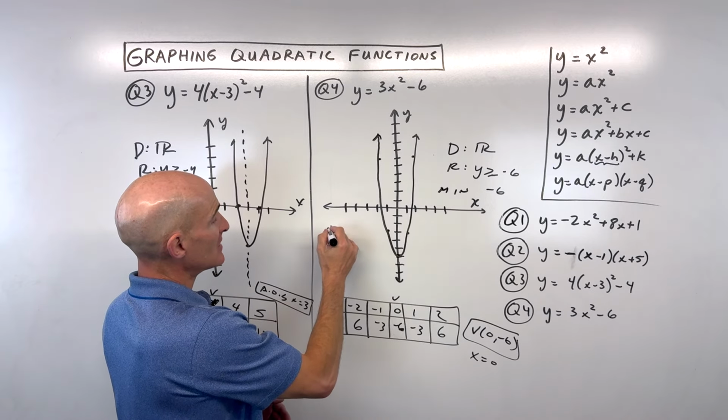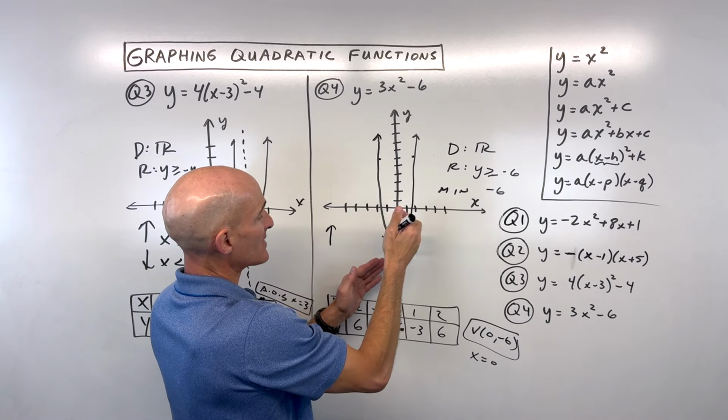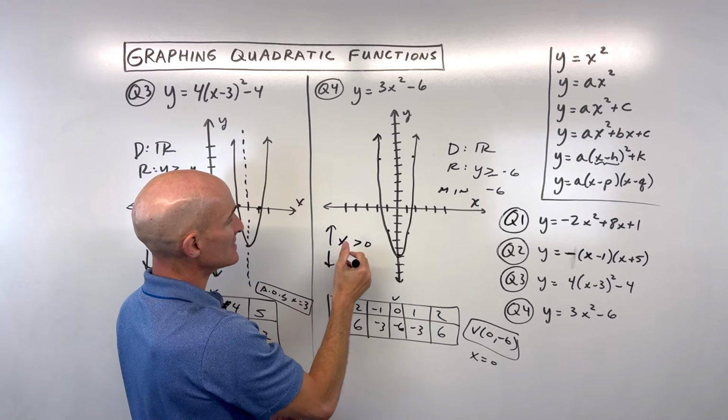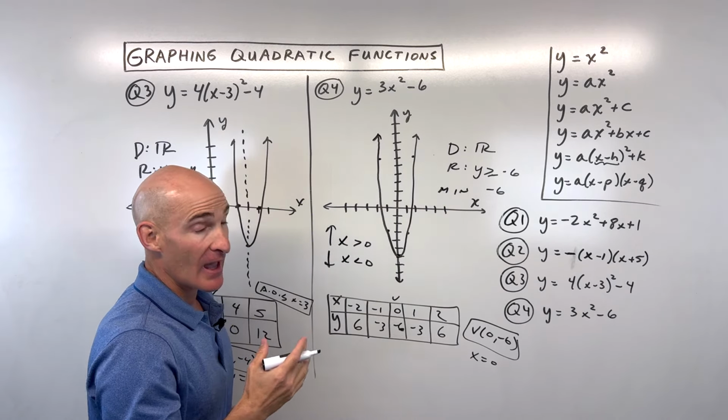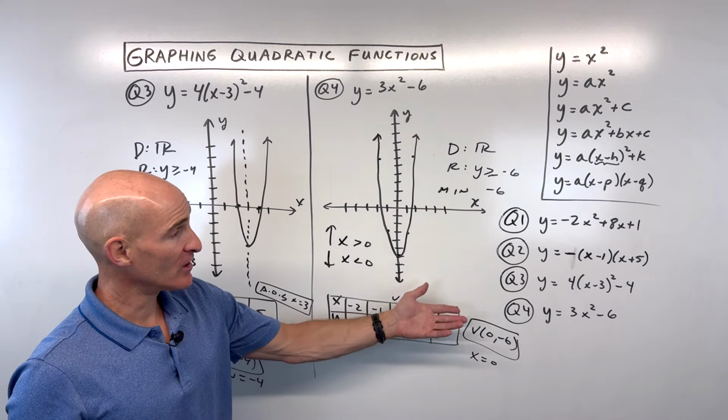Where is it increasing and decreasing? Well, it's increasing when x is greater than 0. Where is it decreasing? That's where x is to the left of 0. And you got it. Let me know in the comments if you were able to get all 4 of these questions right.